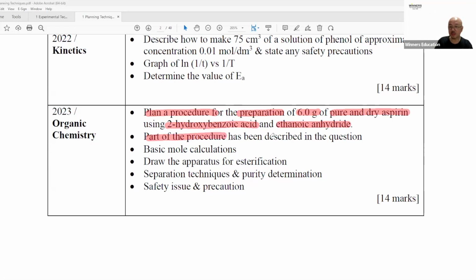Part of the procedure must be described in the question, which is to prepare 6 grams of this. Basic mole calculation, as I told you: mass, mole, Mr. If it involves volume, then the concentration formula. Draw the apparatus for esterification, as I told you. Esterification, you all know use what? How do you esterify? Someone give me the condition for esterification. Go, I'll wait for you. So these are the things we get prepared.